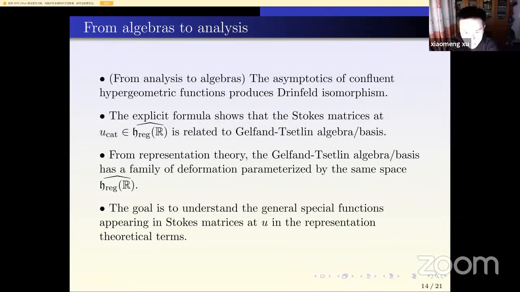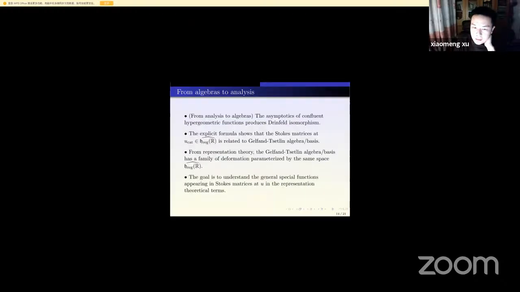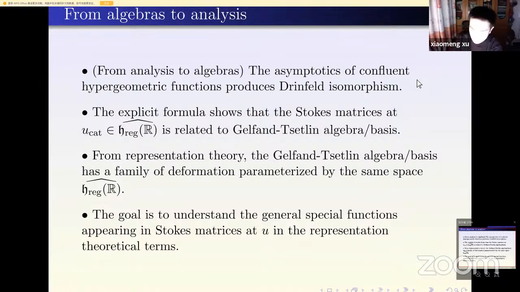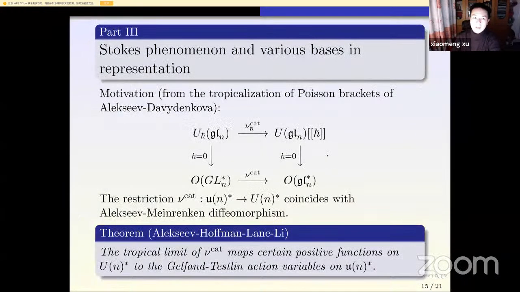So it's natural to try to understand the asymptotics of more general special functions appearing in the Stokes matrices at a generic point in representation theoretical terms. Basically, try to understand the spectral functions appearing for general points using the family of deformations of the Gelfand-Zeitlin algebras. So this is the basic idea. I don't know if I have enough time to state this, but let me try. The third part is a brief discussion of the relation between Stokes phenomena and the canonical basis in representation theory.